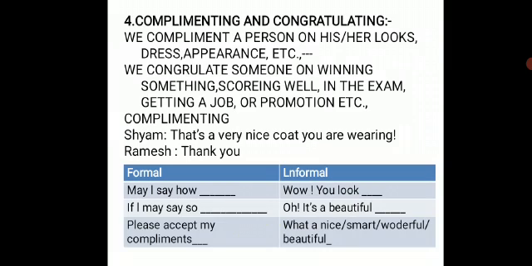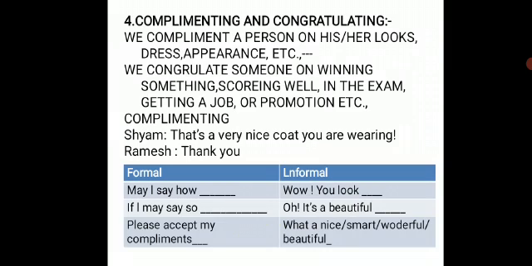Usually we compliment anybody on her or his looks, dress, or appearance. If somebody has worn a beautiful dress or is looking beautiful today, definitely it is our duty, or our way, to compliment them. Yes, my dear students, we have to tell them that they are looking beautiful. We also congratulate someone on winning something, scoring well in an examination, getting a job or promotion, etc.